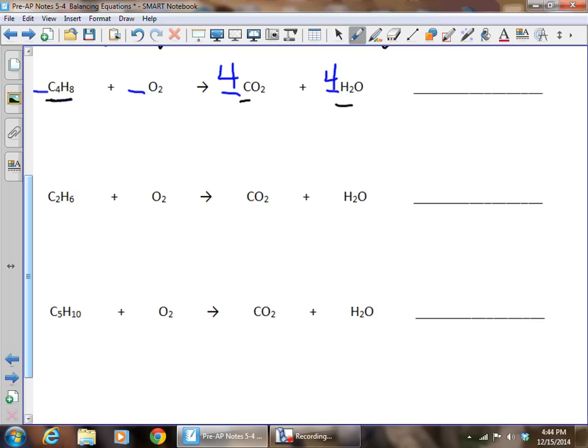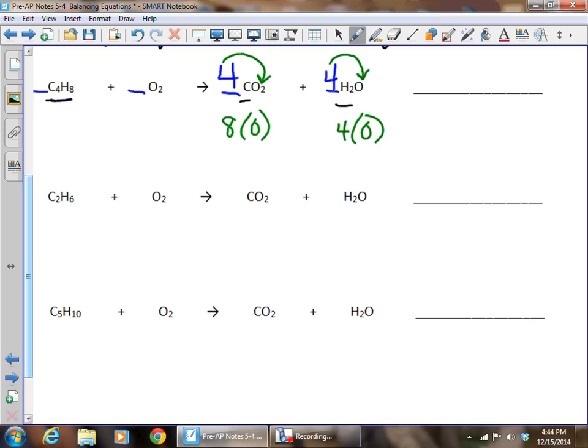Now here comes a little more difficult part. Now is where we want to balance the oxygens, and this boils down to the fact that we've got to add up those oxygens in both places. We have 4 times 2 here. That's going to give us 8 oxygens here. We've got 4 times 1 here. We've got 4 oxygens here.